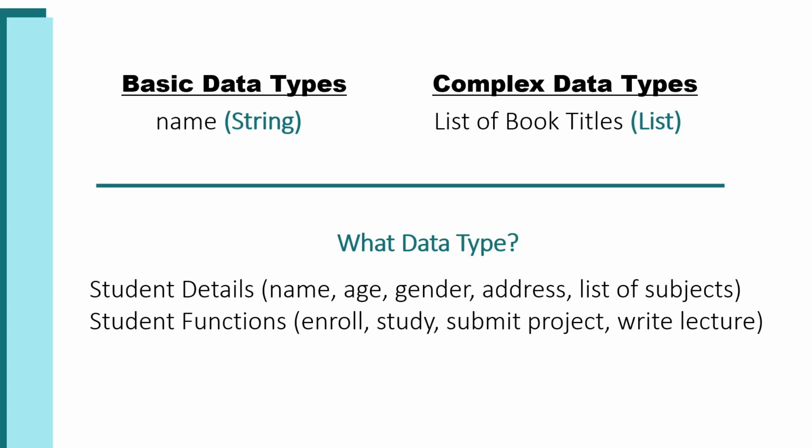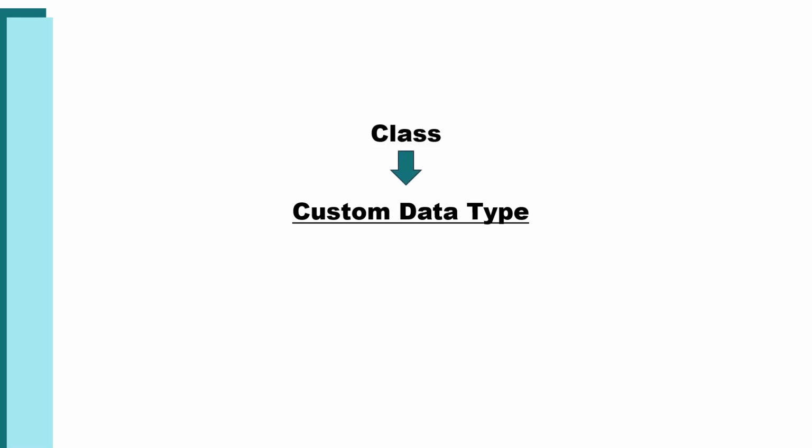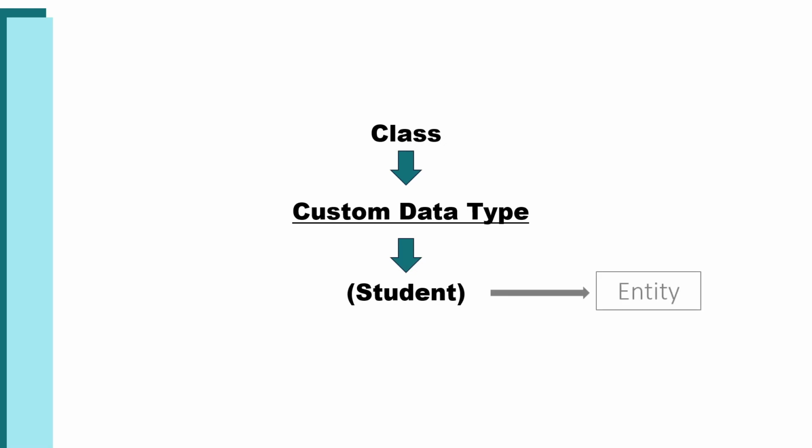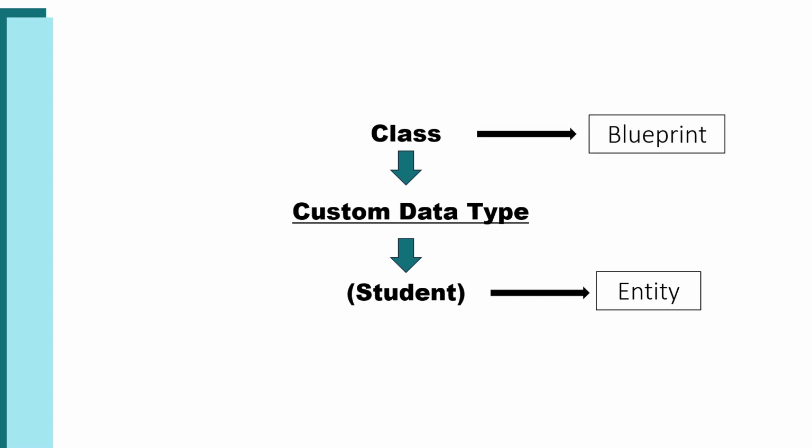Well, we cannot use a basic data type for that. Yes, we can do a combination of basic and complex data types, but it will make the code complex, hard to maintain, and it's possible that we encounter some limitations. What we can do is create our own data type, also known as a custom data type in Python. And to create a custom data type, you need to use class. So using class, we can create a student data type. Isn't that amazing? So student is an entity and class is the blueprint for an entity.